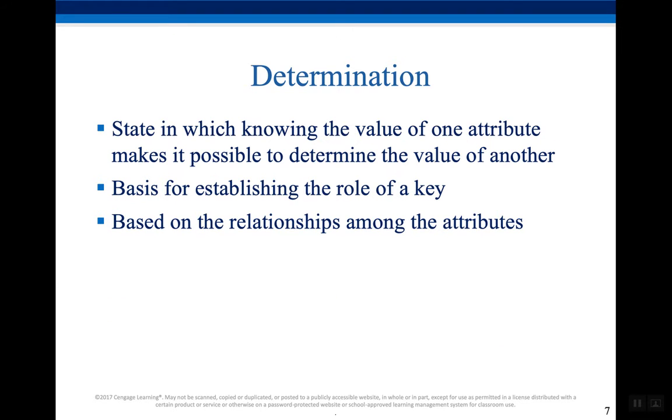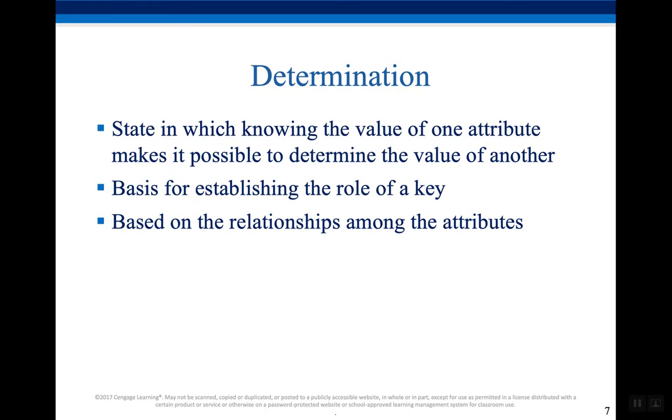So, the determination, a couple of concepts. Basically, it's a state of knowing: the value of one attribute makes it possible to know the values of the other. Right? So this goes back to your core relational theory. It also goes back to the basis for establishing the role of a key and the relationships between attributes. So, for example, you'll take an address.